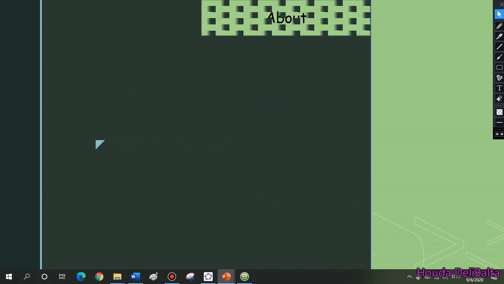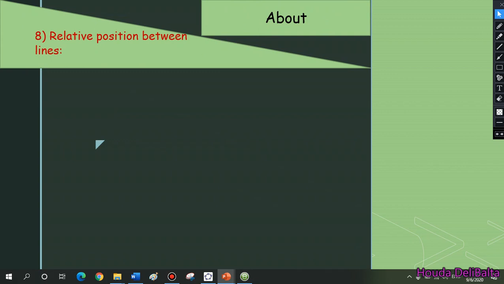And now guys, after we talked about the equation of the straight line, we recognized the slope, the y-intercept, how to draw a straight line using its equation by taking 2 points. Now we are going to talk about the relative position between lines. Let's think a little bit. How can lines be? If you have two lines, how can you imagine them?